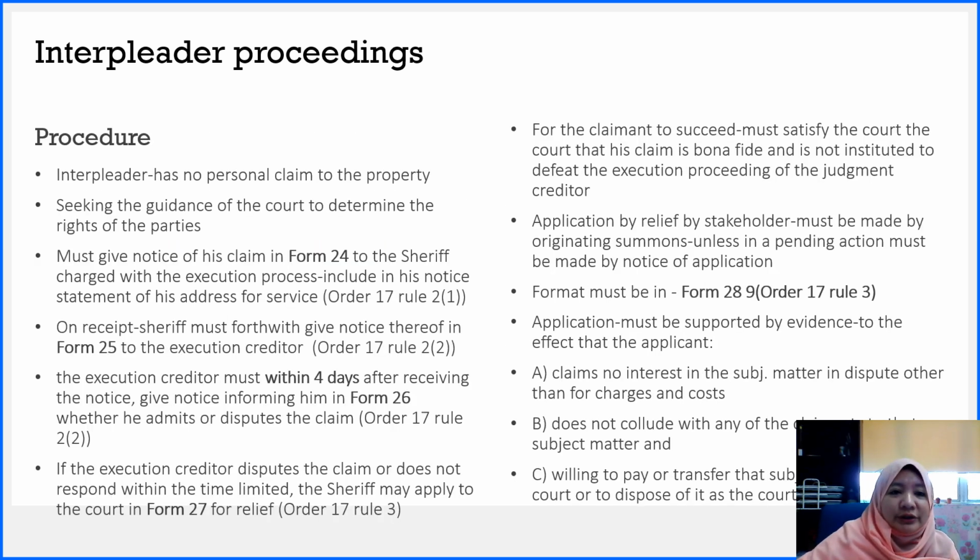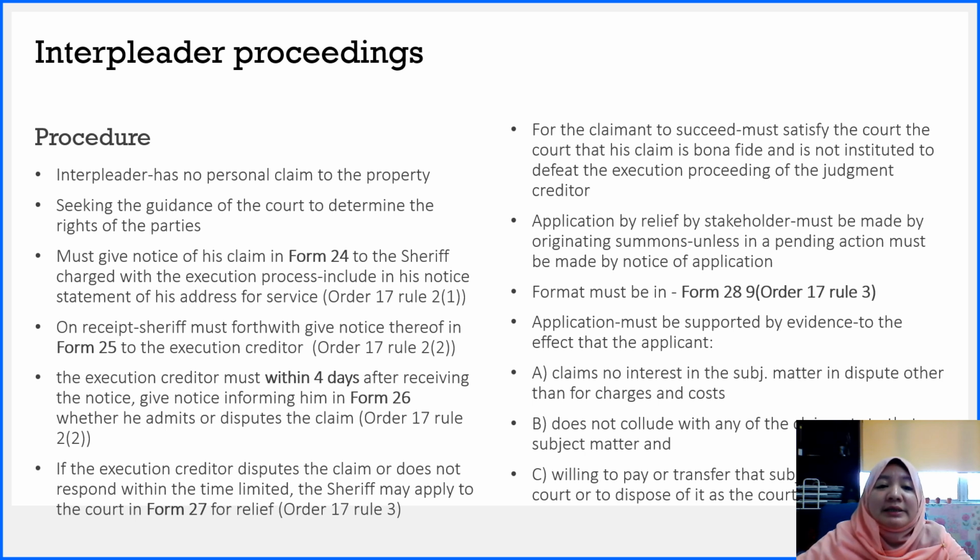Procedure. These are among the things that are important when you apply for interpleader proceedings. The interpleader has no personal claim to the property. He's seeking the guidance of the court to determine the rights of the parties.